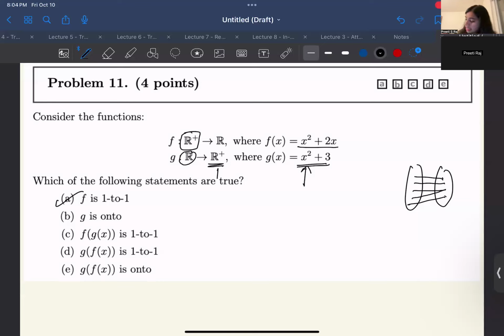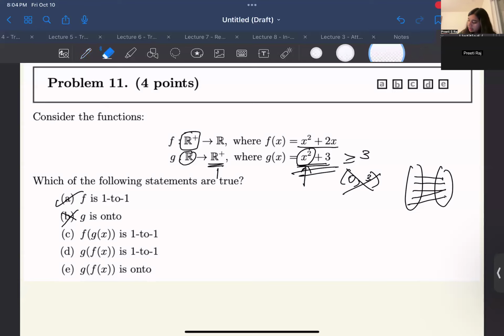But what happens is my x squared number is always going to be greater than or equal to 0. And then we add a 3 to that. So this value is always going to be greater than or equal to 3. No matter what x you put in, you're never going to get anything between 0 and 3. And so this function is not an onto function.